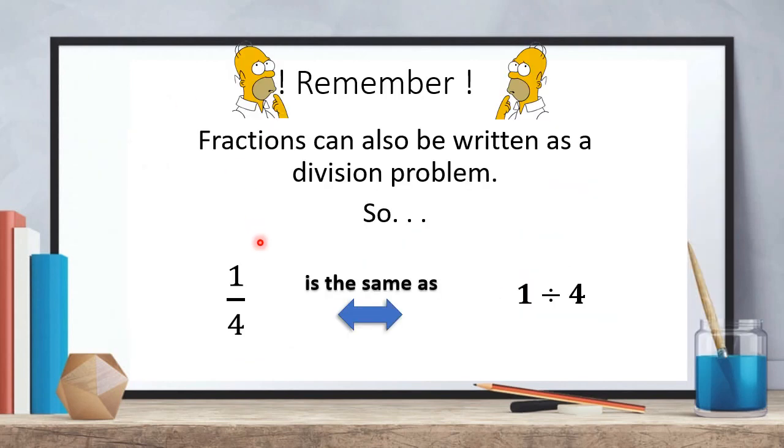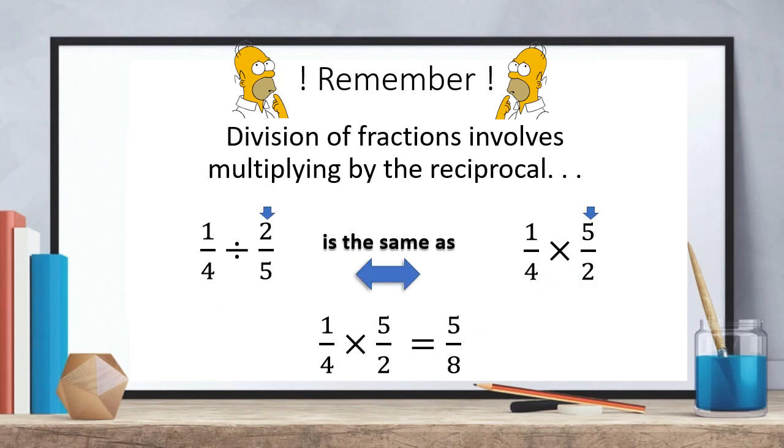First of all, let's remember that fractions can also be written as a division, which means 1 over 4 is the same as 1 divided by 4. So this main dash here is the same as the division operation. Moreover, whenever we have two fractions and a division operation between them, we apply the rule of skip, flip, and multiply. So skip the first one, we write 1 over 4, the same, then the division sign becomes multiplication and write the reciprocal of 2 over 5, which is 5 over 2, and then multiply.